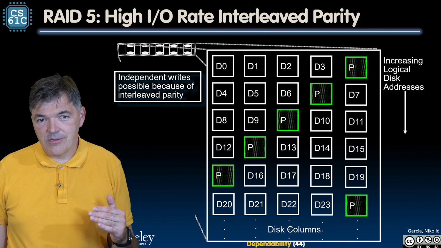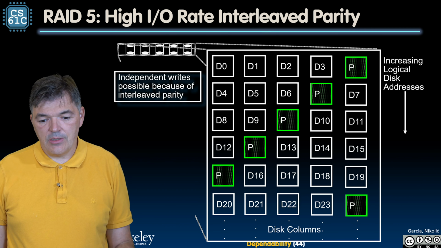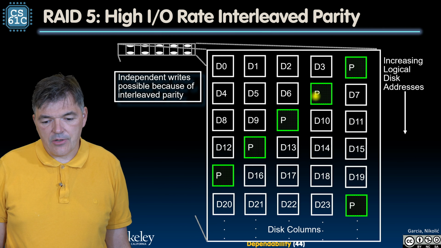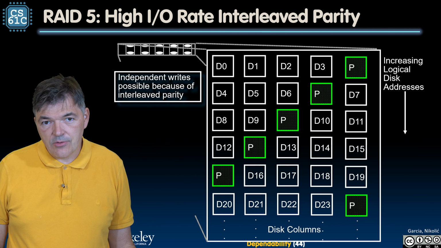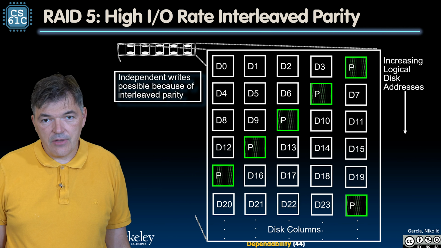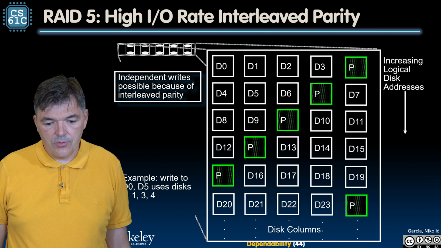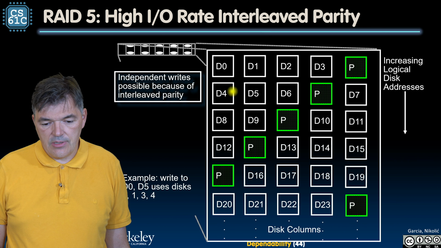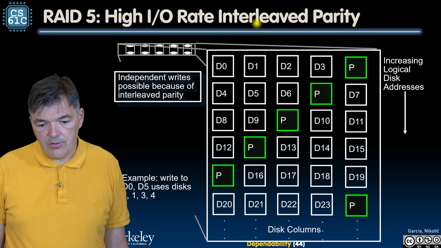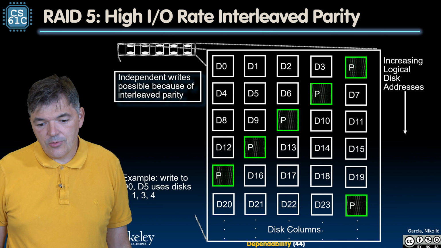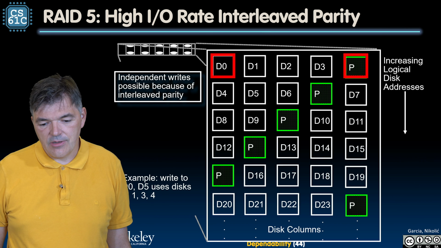RAID 5 is a way to improve the throughput and maintain the parity. The way it is done is by simply distributing parity, interleaving parity across the entire array. So the parity is not going to be just on our fifth drive, it is going to be spread over all of the drives. So if we are writing to disks D0 and D5 over here, we would be writing on these two separate disks, and we can do that concurrently. And since their parity checks are associated with disks 3 and 4, we can proceed with that concurrently as well.